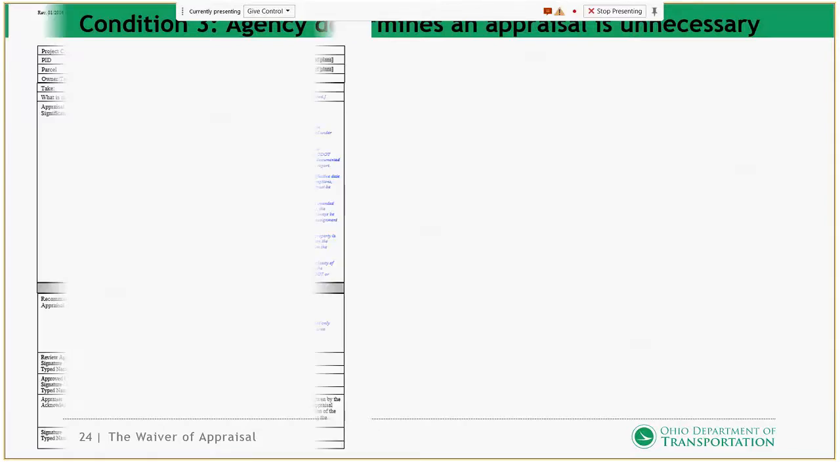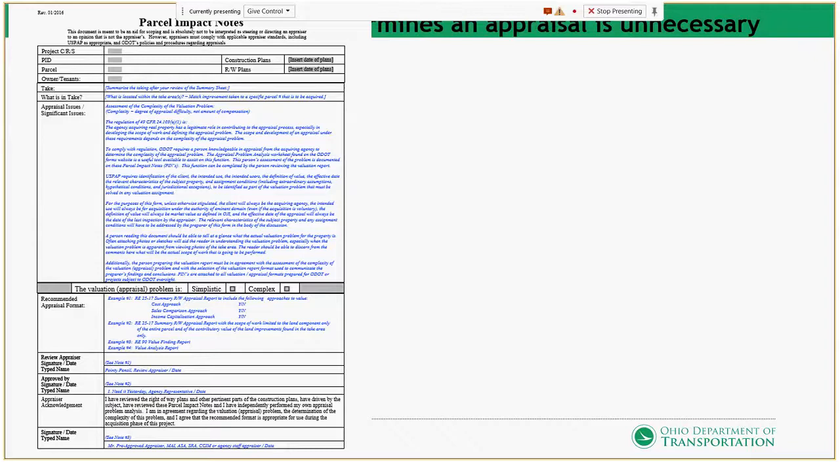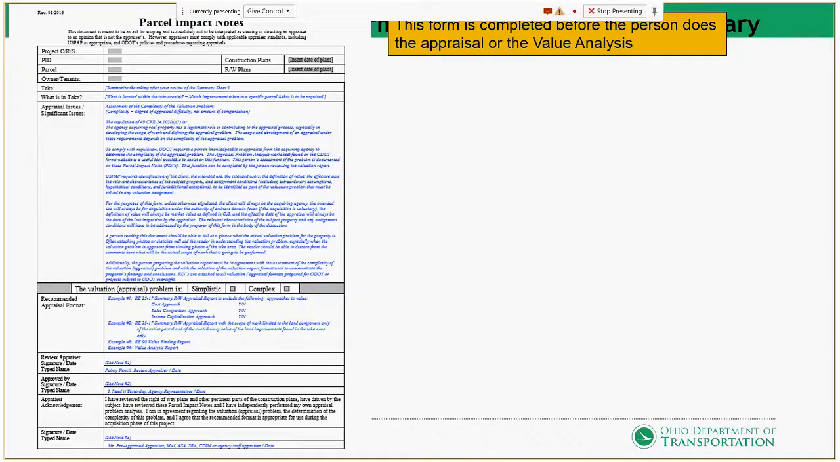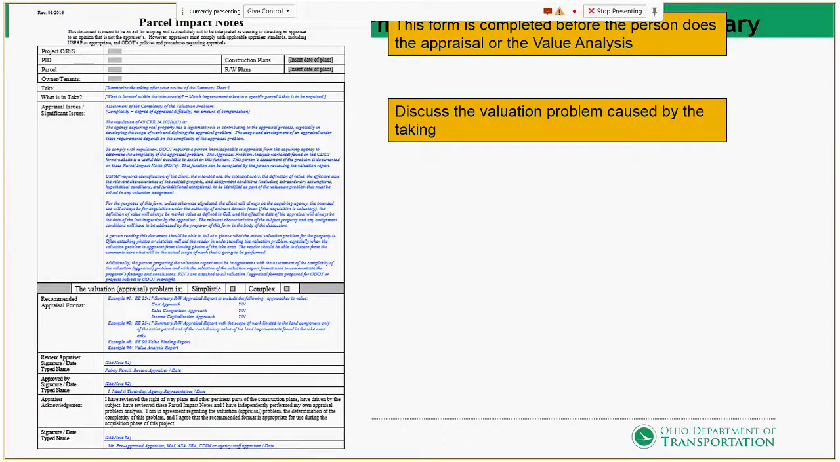All right, so that talks about the $10,000 or less portion of the waiver of appraisal. So let's talk about when the agency determines an appraisal as unnecessary. These are parcel impact notes, which is a form used by the Ohio Department of Transportation. This form has to be completed before the person does the appraisal or the value analysis. So we're going to discuss the valuation problem caused by the taking. That will go in this section of the form.